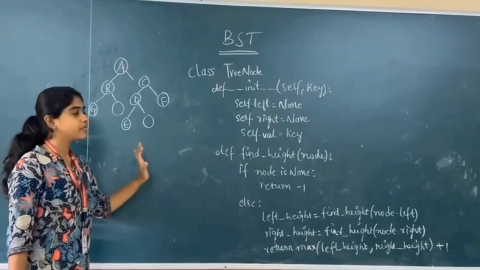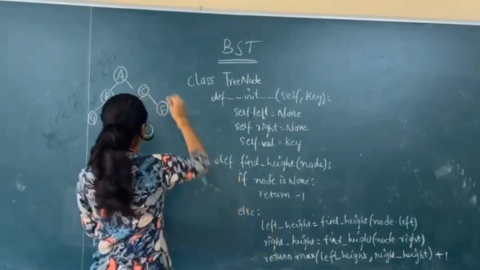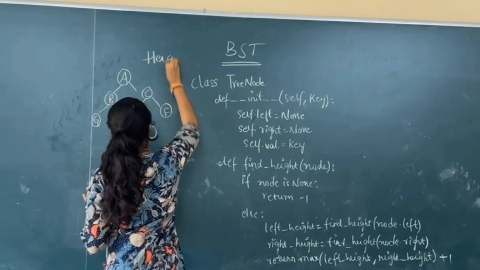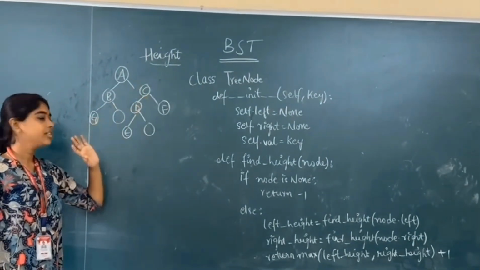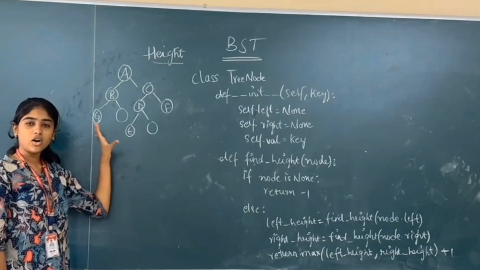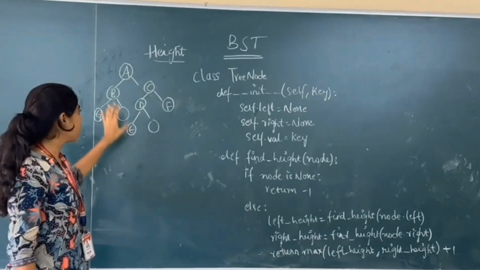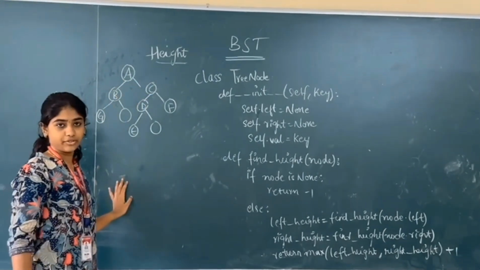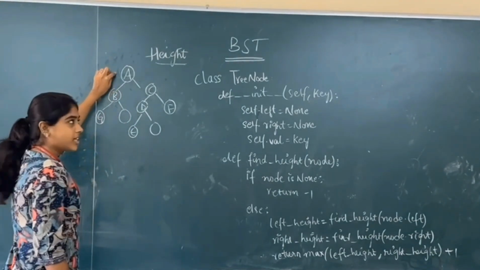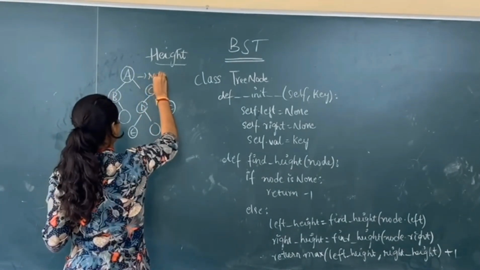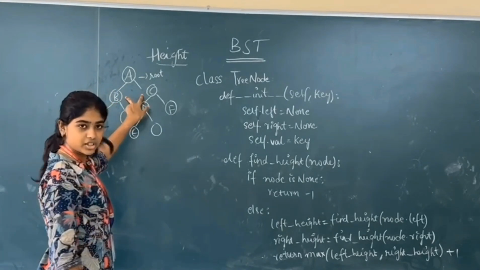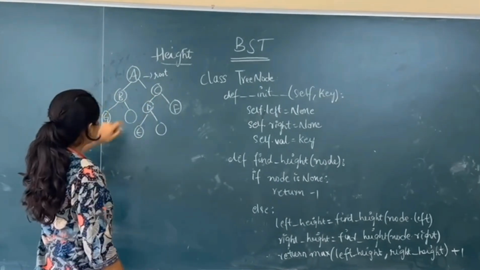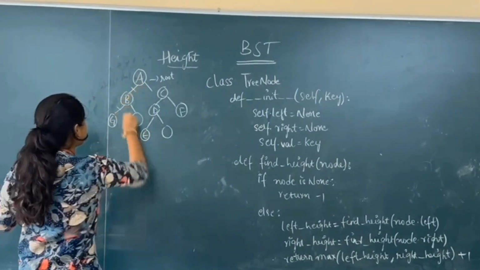So now I am going to explain the height of the binary search tree. Here, height can simply be defined as the number of edges present on the longest path of that binary search tree from that particular node to a leaf node. Now here we consider this as the root node. From this root node we have two edges, B and C. So if we consider only two edges.